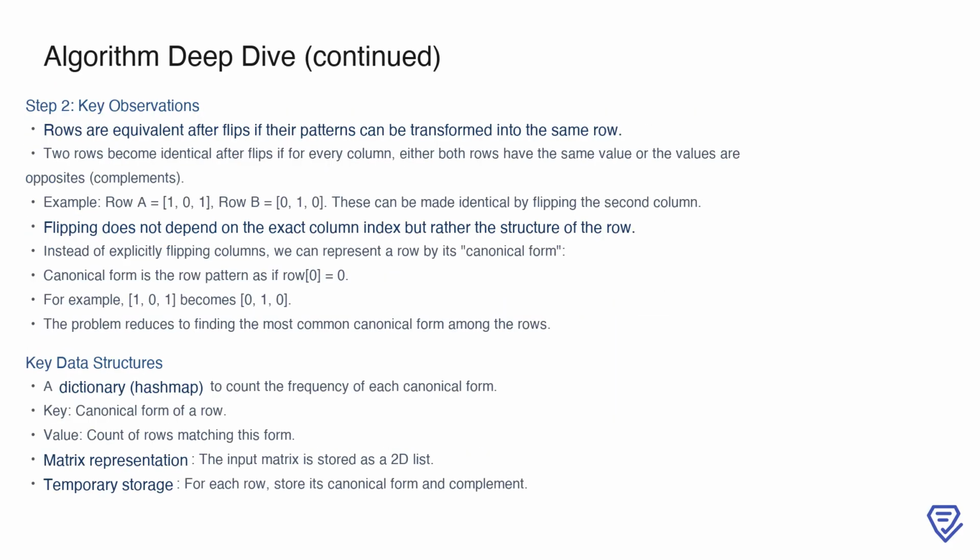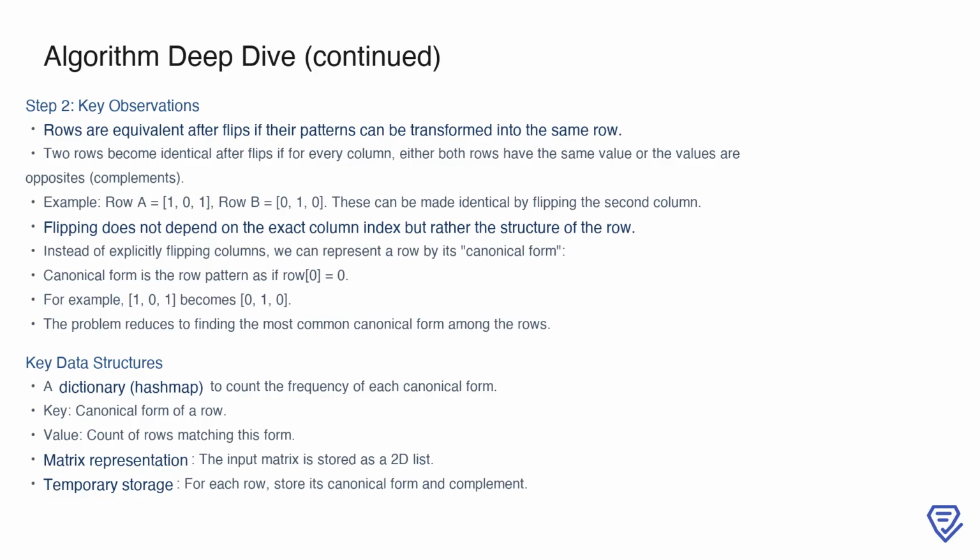Now, let's explore some key observations about the problem. Rows are equivalent after flips if their patterns can be transformed into the same row. This means that two rows can be made identical if, for every column, their values are either the same or opposites. For example, row A equals 1 0 1 and row B equals 0 1 0. These rows can be made identical by flipping the second column. The exact column indices we flip don't matter as much as the structure of the row itself.